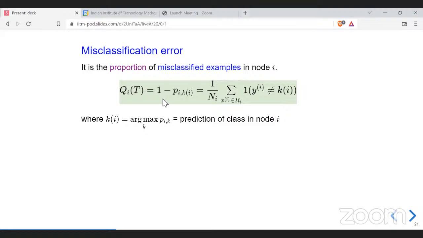So it is generally 1 minus P_ik, where P_ik is the probability of the class k_i. k_i is the majority class in that node, which means it is the prediction. k_i is the prediction for that node i. And so what will be the proportion of misclassified examples? 1 minus P_ik, because P_ik is the proportion of correctly classified examples.